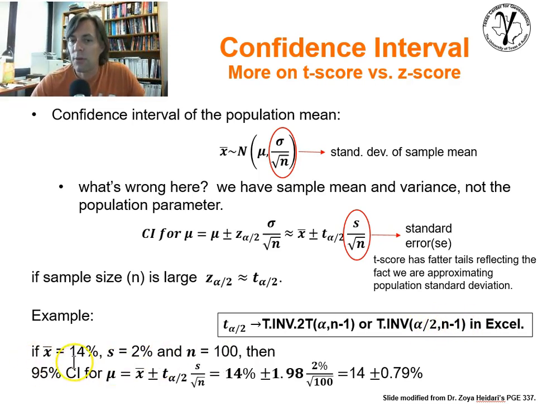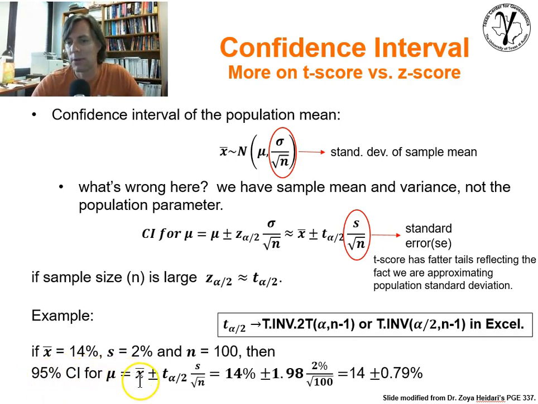So we have an example right here. We have a sample set where we have n equals 100 samples. We have the sample standard deviation of 2%, and we have the sample mean at 14%. What's the confidence interval in this case? Well, we can go ahead and use the t-distribution. Even though it's quite a few samples, we should be okay using Gaussian, but we'll go ahead and use the t-distribution, and we'll solve this problem.